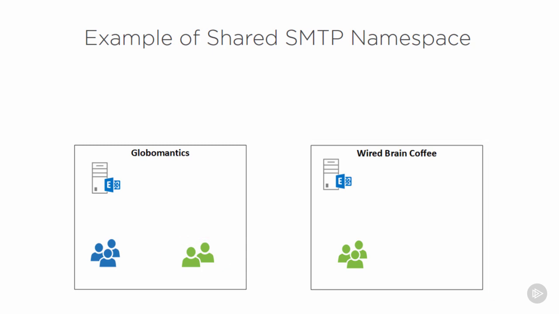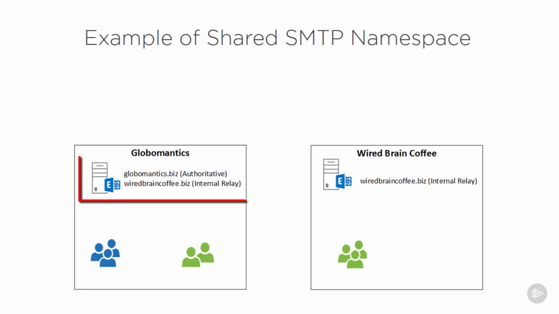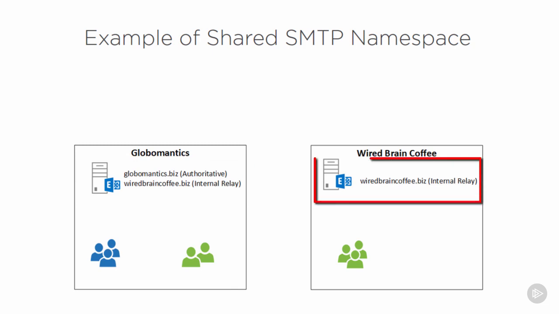The Globomantics Exchange organization needs two accepted domains. Globomantics.biz is the authoritative domain for Globomantics, and WiredBrainCoffee.biz is the internal relay domain being shared with Wired Brain Coffee. In the Wired Brain Coffee Exchange organization, only the WiredBrainCoffee.biz domain name is needed, but it also needs to be an internal relay domain.